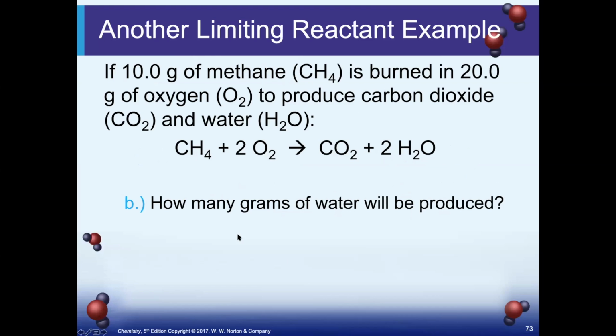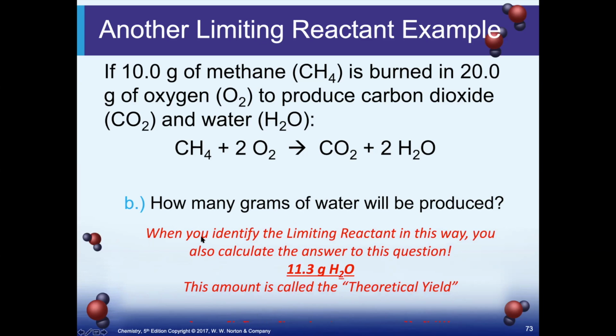Part B says, how many grams of water will be produced? Well, that's really what we just solved in the previous slide. I don't have to do any more work. And so that's part of the reason why I recommend that when you're doing these limiting reactant problems, that you go ahead and take it out to the mass of the product, because that may be useful information later in the question. So when you identify the limiting reactant in this way, you also calculate the answer to this part of the question, 11.3 grams of water. And that has a special name. We call that the theoretical yield. So we answered part A and part B.